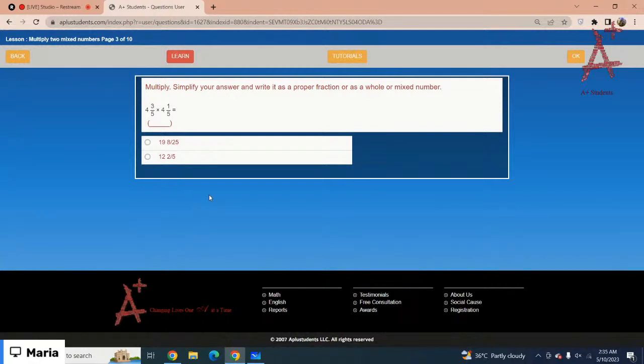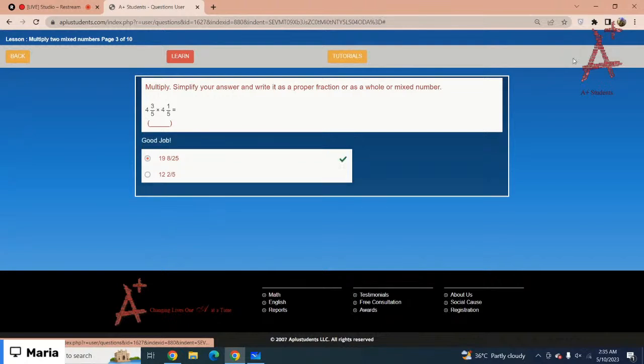23 times 21 is 483 and 5 times 5 is 25. You have to divide 483 by 25. So it would be 25 times 19 and the remainder, 19 whole 8 over 25. The correct option is 19 whole 8 over 25.